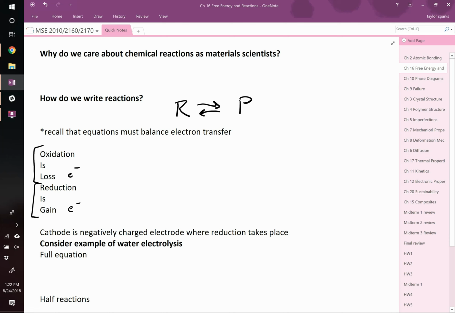Where do we care about this? How about the batteries in your phone? Every one of you probably has a lithium ion polymer battery in your phone. Inside that, we could write the reaction like this. It looks like the following.